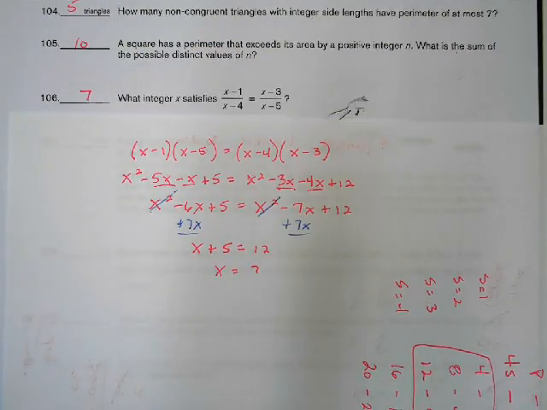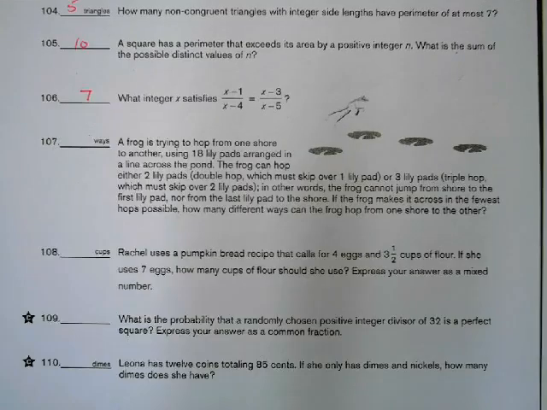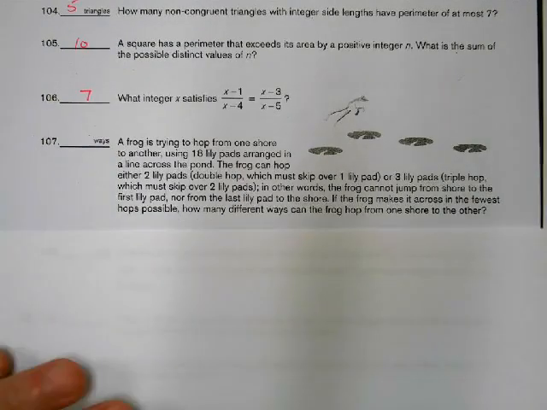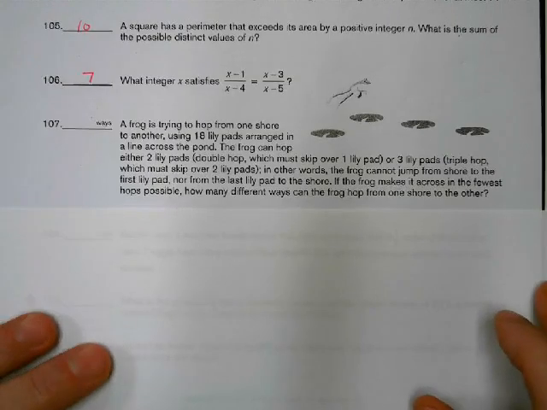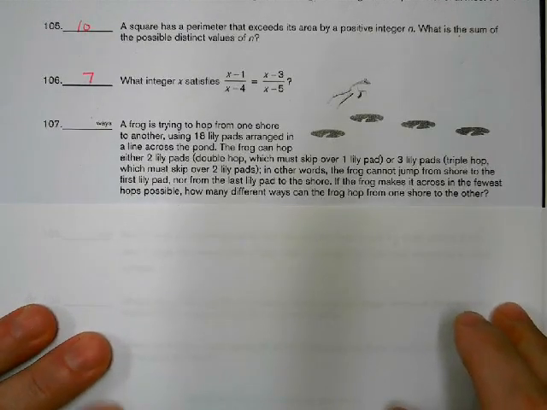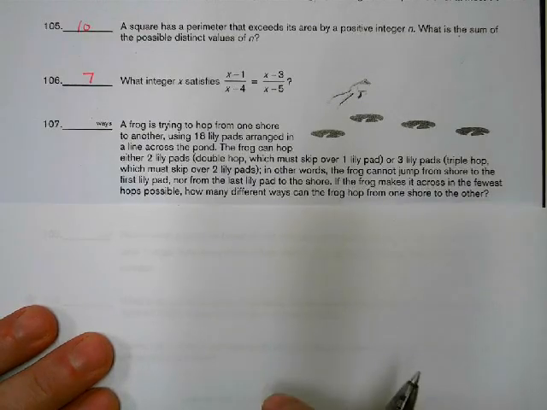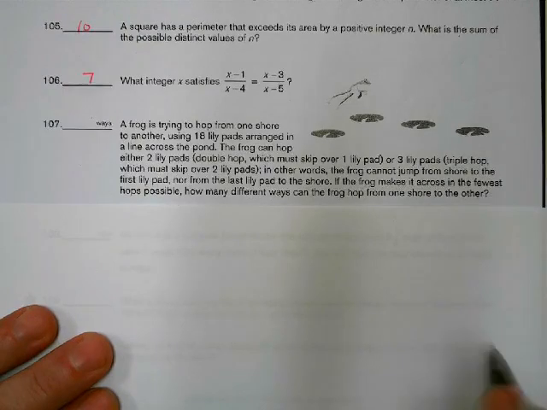Next. Ooh. A frog is trying to hop from one shore to another using 18 lily pads arranged in a line across the pond. The frog can hop either 2 lily pads, which is a double hop, so they skip over 1, or 3 lily pads, a triple hop, which means they skip over 2. In other words, the frog cannot jump from shore to the first lily pad because they're either going to skip the first one or skip the first 2. Nor from the last lily pad to the shore. If the frog makes it across in the fewest hops possible, how many different ways can the frog hop from one shore to the other?